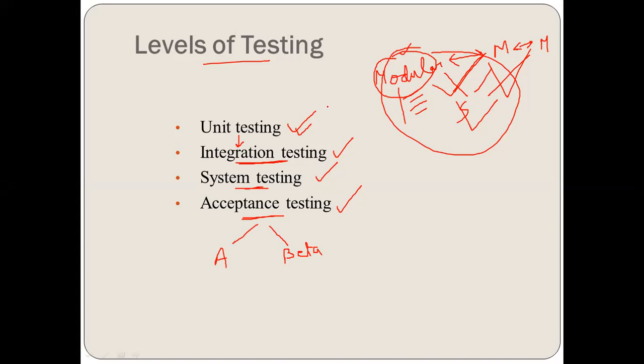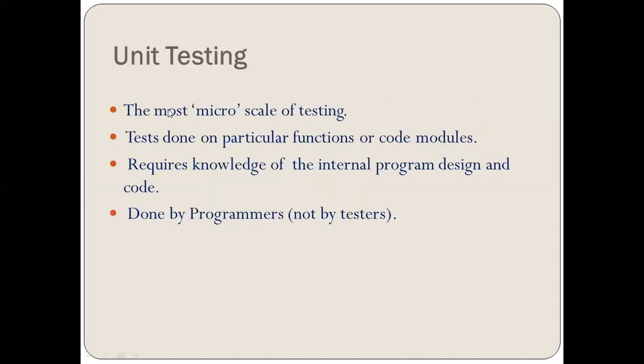Okay. Now moving further, I have just told you what unit testing is. Unit testing is at the micro level. That means the basic, the smallest unit of the software will be tested at this point of testing. Tests are done on particular functions or code modules, right? I have already told you that independent modules are taken under consideration, and they are tested.